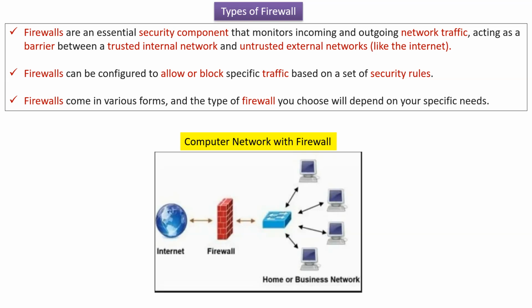This video tutorial I will explain types of firewall. Firewalls are an essential security component that monitors incoming and outgoing network traffic, acting as a barrier between a trusted internal network and untrusted external networks like the internet. Firewalls can be configured to allow or block specific traffic based on a set of security rules. Firewalls come in various forms, and the type of firewall you choose will depend on your specific needs.